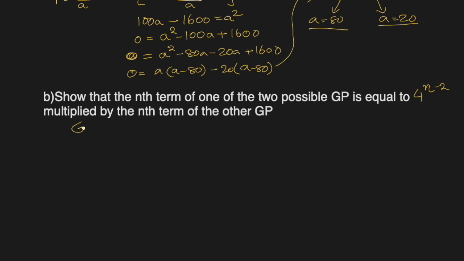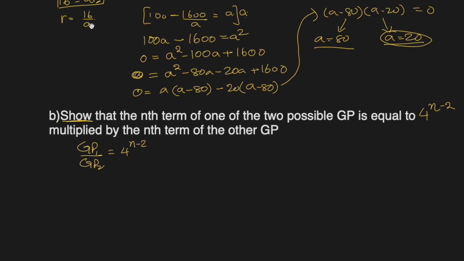So GP1 divided by GP2 is 4 to the power n minus 2. This is what we have to show. So for GP1, I'll take 20 as A, and we got one relationship here. R equal to 16 over 20 will be 4/5. So in this case, R is 4/5.